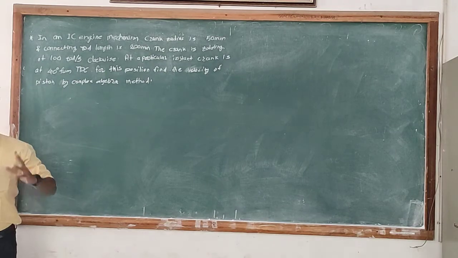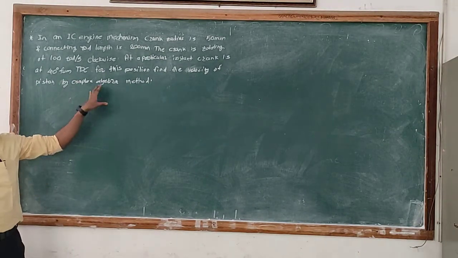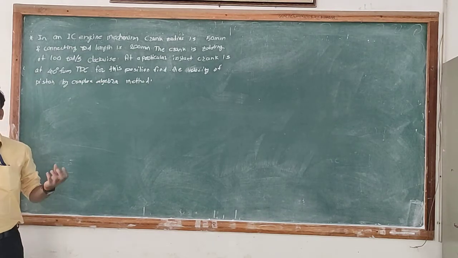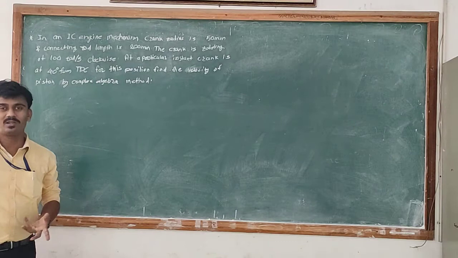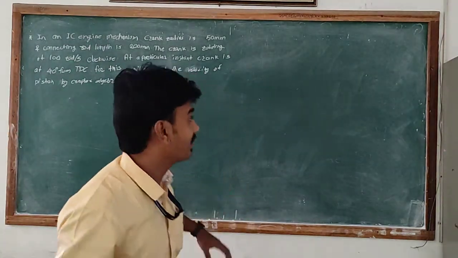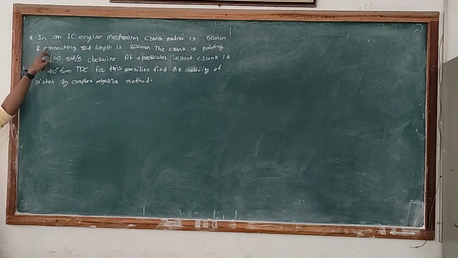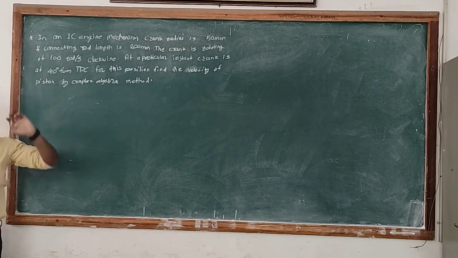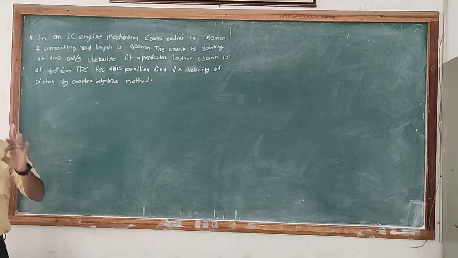Hello student. In this session we will solve a numerical based on the complex algebra method, and by using the complex algebra method we will find the velocity of the mechanism. Here is the statement of the numerical that we will solve. An IC engine mechanism. What is meant by an IC engine mechanism? An IC engine is a slider crank mechanism.